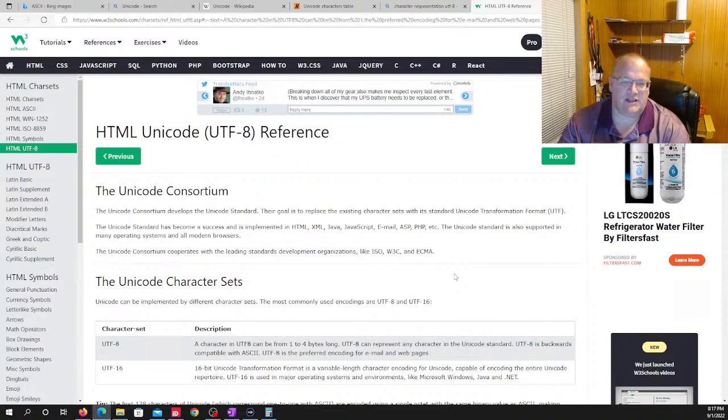And this is what we use for almost everything. There is a UTF-8 and a UTF-16, I guess.